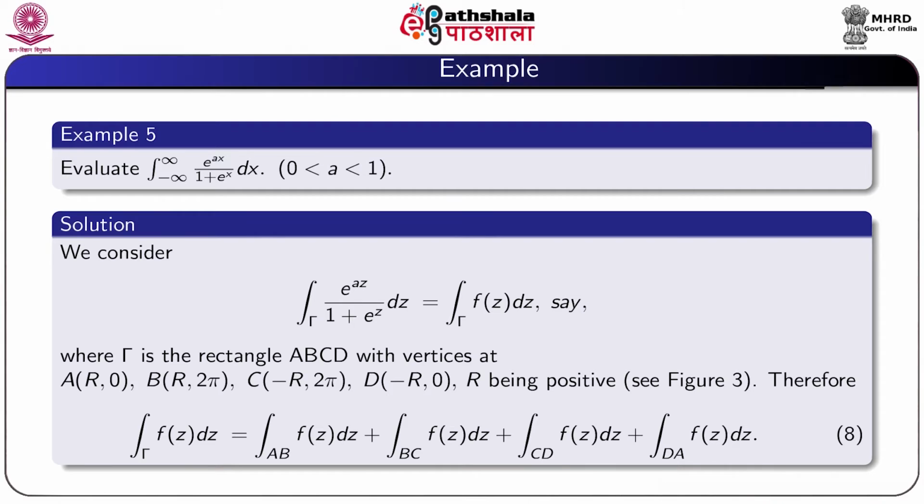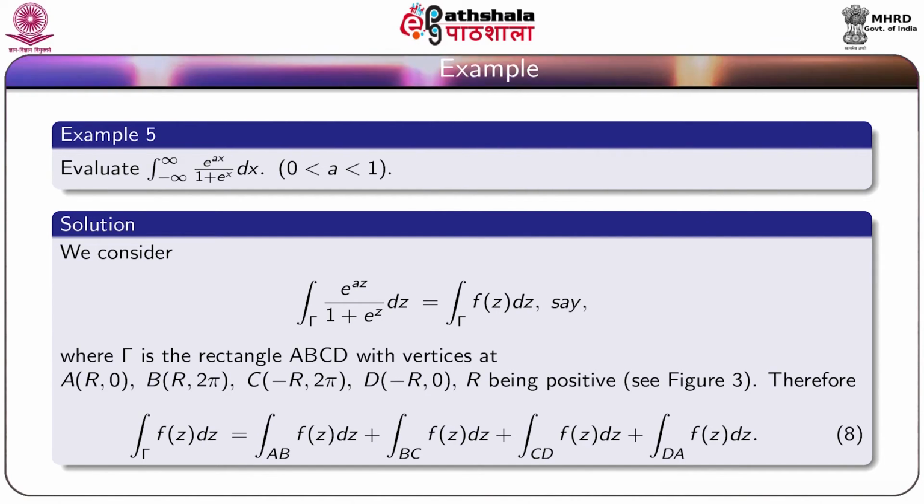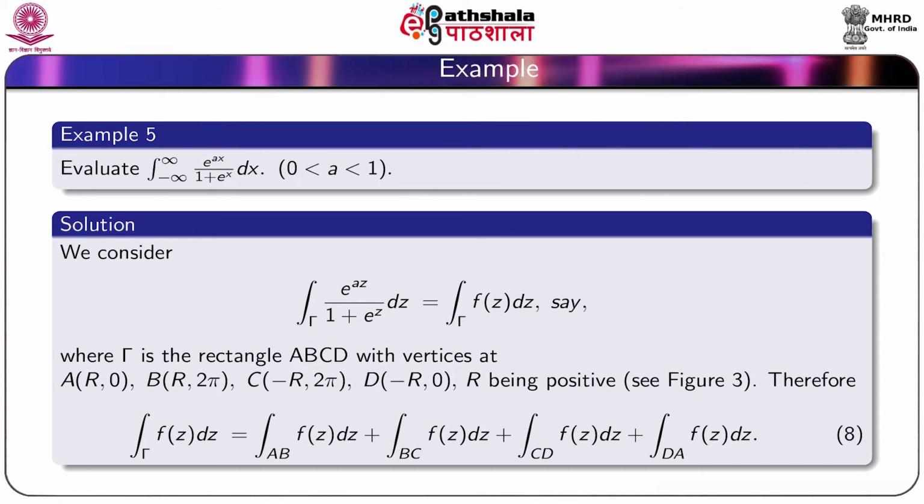So, we now consider an integration where the integrand has infinitely many poles. So, example: evaluate the integral from minus infinity to infinity of e to the power ax by (1 plus e to the power x) dx, where 0 is less than a less than 1.